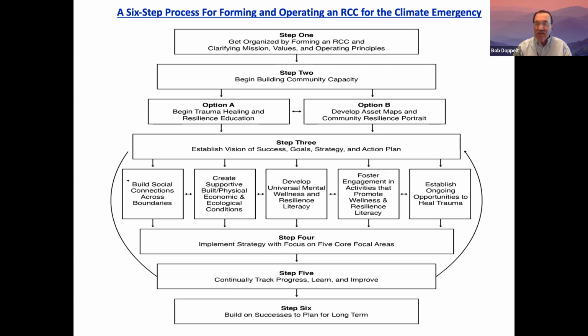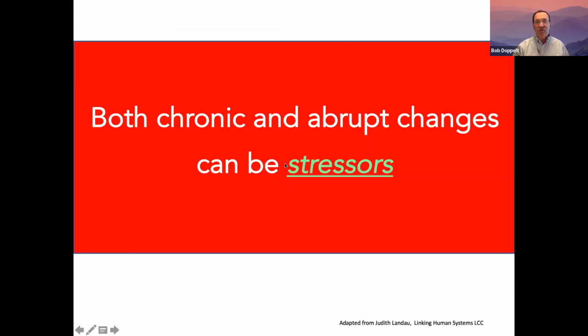And another option, and they're closely related, is how do you help them develop asset maps and a community resilience profile, that is, understand the strengths and resources they have in their community to deal with these issues. And that is what Vichy is going to talk about. And then in the next 5 weeks, we're going to go through each one of those areas of step 3, building social connections, et cetera. So that's the process we're going to be using.